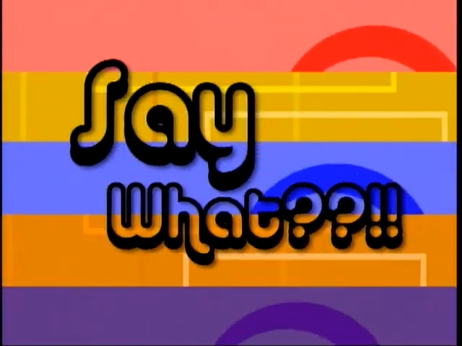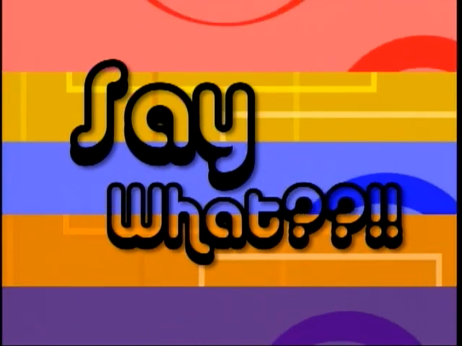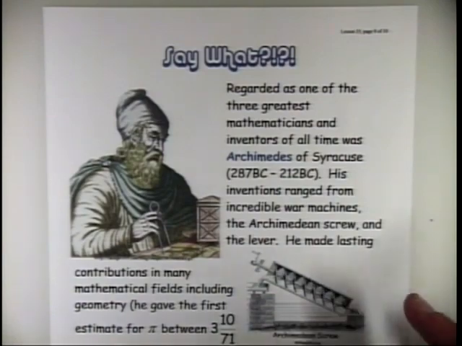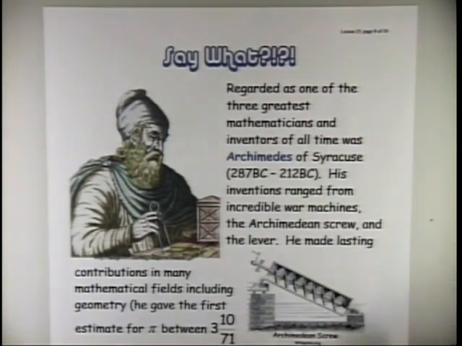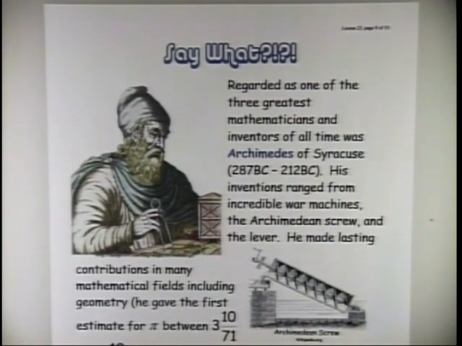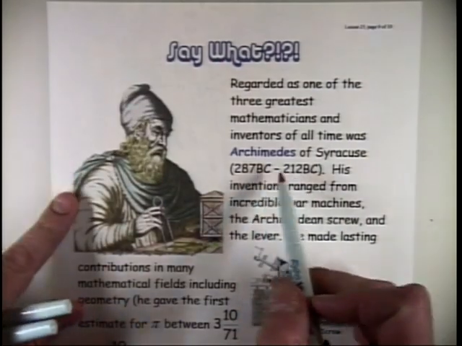All right, now it's time for the Say What! And we're going to be talking today about one of my favorite mathematicians of all time. And yes, math teachers have favorite mathematicians. Archimedes of Syracuse. He's regarded as one of the three greatest mathematicians of all time in the mathematical community. The other two being Isaac Newton and Carl Friedrich Gauss, in case you're interested. He lived 287 BC to 212 BC, roughly.